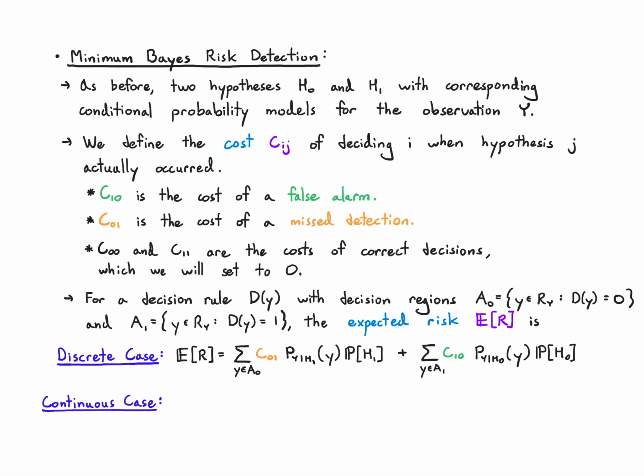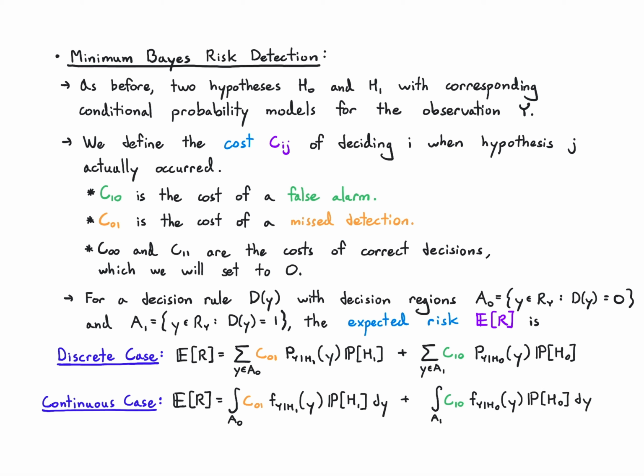In the continuous case, I'm going to get exactly the same thing. I'm just replacing all the sums with integrals. Okay, so here are the integrals that are just the same thing that we had above, and I integrate over the regions A0 and A1. So this term on the left is the misdetection cost, and this term on the right is the false alarm cost.